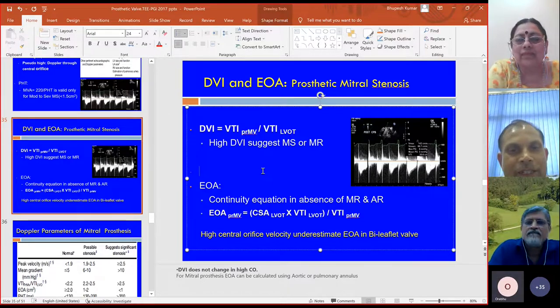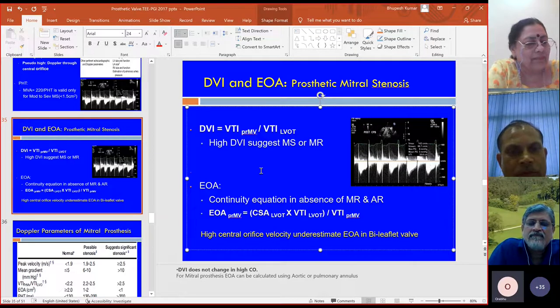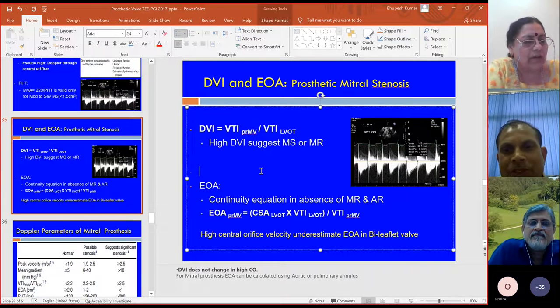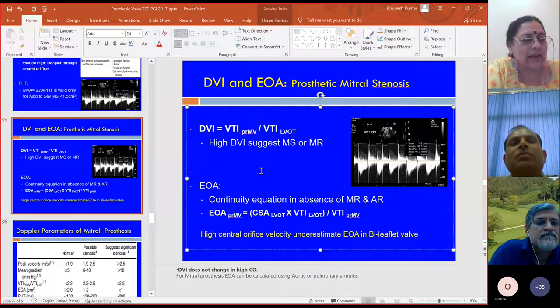That is very important. The VTI of the aortic valve, there is a little confusion. What you said, there must be a minus of the VTI of the valve. No confusion. For DVI of the mitral valve, it is VTI of the prosthetic mitral valve divided by VTI LVOT.